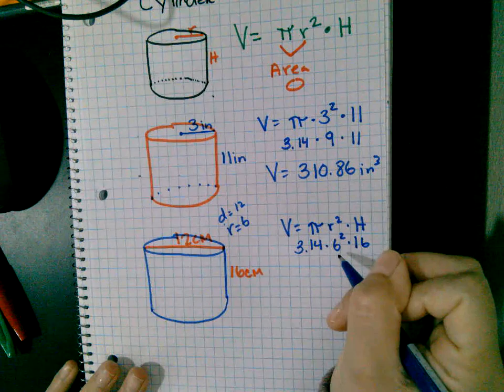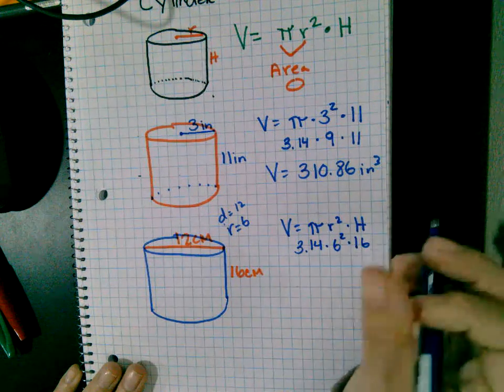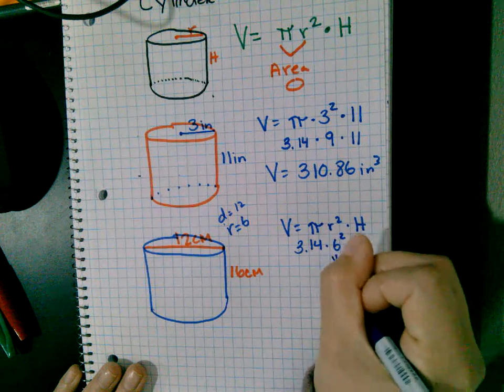And remember, 6 squared is not 12. Please do not use 12. It is 36.